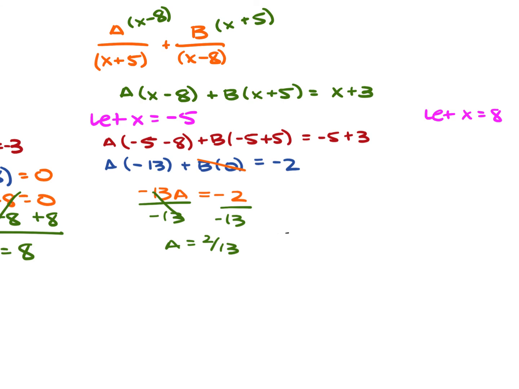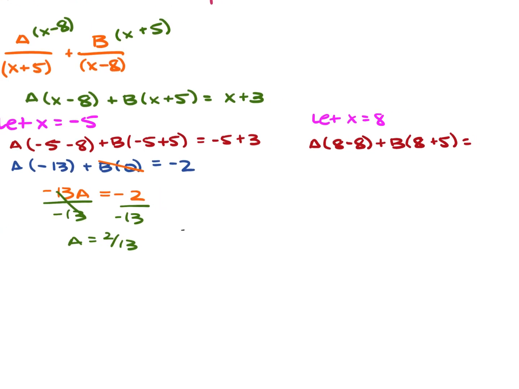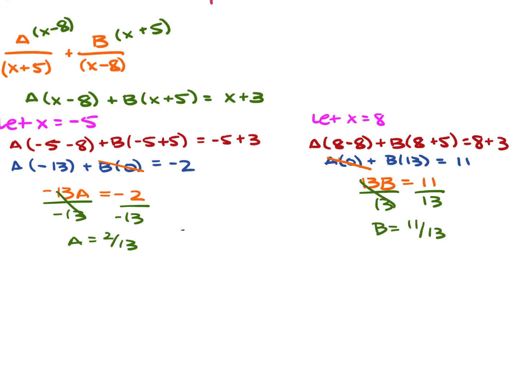Do the same, but now plug in the 8 for x. So it's going to give us a times (8 minus 8) plus b times (8 plus 5) is equal to 8 plus 3. 8 minus 8 is 0. That's a times 0. 8 plus 5 is 13. So it's b times 13 is equal to 8 plus 3, which is 11. From here, that a times 0 cancels out, so you're just working with the 13b is equal to 11. Divide each side by the 13, and you get that b is 11 over 13.